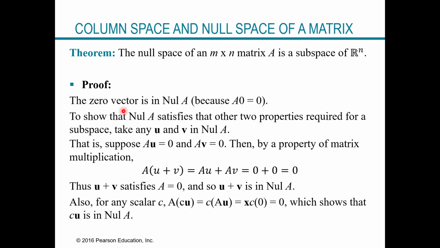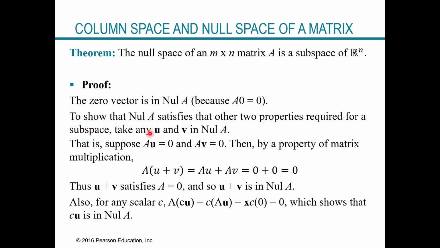So let's just do a quick walkthrough of the proof of this theorem. So we're claiming that the null space of this matrix is in fact a subspace. So remember, to prove that something's a subspace, we need to show our three properties hold. And so we'll just mention it real quick. 0 is in the null space. It's in the set because A times 0 is still 0. Okay, so the 0 vector is in the null space of A. So that's property 1.